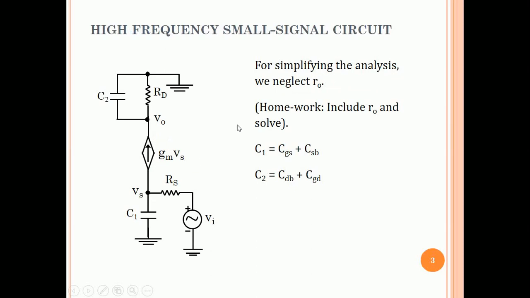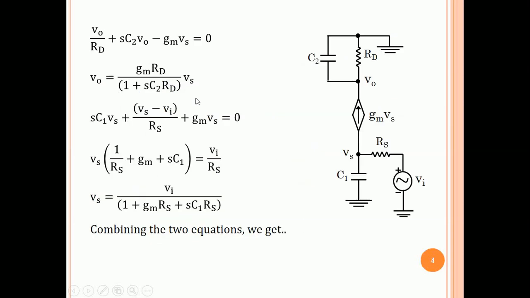To simplify, in this lecture we'll neglect the RO of the transistor, which will come in parallel with the current source. You should do this at home, include RO and then find the transfer function. So here again you should pause and find the transfer function, I would suggest without RO and with RO, and then continue. In any case C1 is CGS plus CSB and C2 is CDB plus CGD. I'm continuing with the analysis.